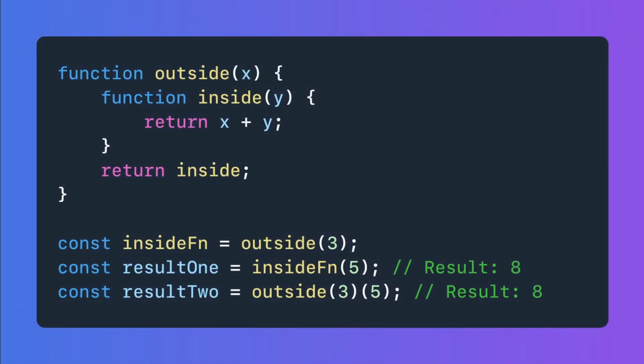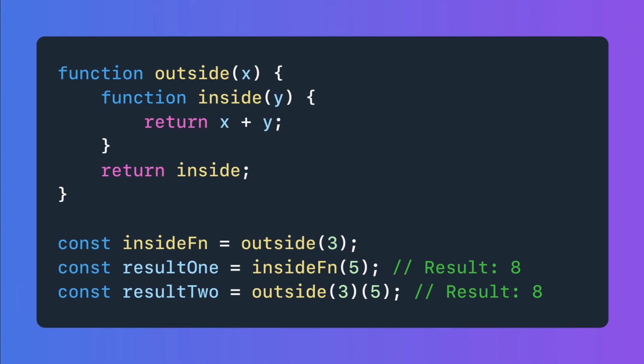Here we have a function called outside, which takes parameter x, and then inside of there we have a function which takes parameter y called inside, and that function returns x plus y. So it takes the parameter of the outer and the inner function and just adds them together. And then we can see here below the inside function, we are returning inside. We are returning the actual function of inside.